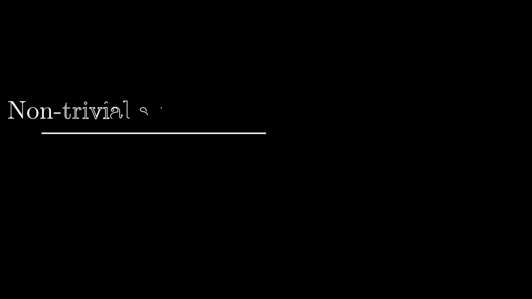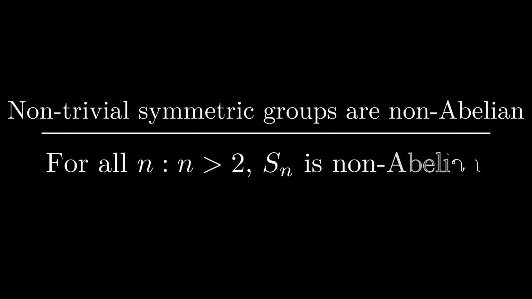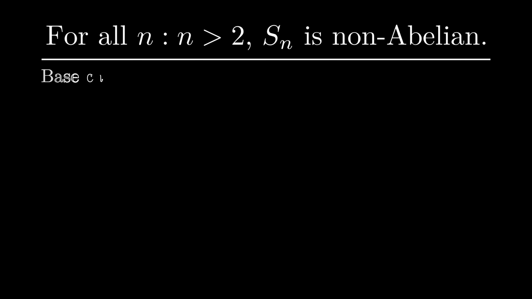Okay, this is our first outside of the textbook group property, yay! All it is that non-trivial symmetric groups are non-abelian. And by non-trivial, we just mean bigger than 2 elements. Alright, the proof of this is actually pretty straightforward. We're going to use induction.